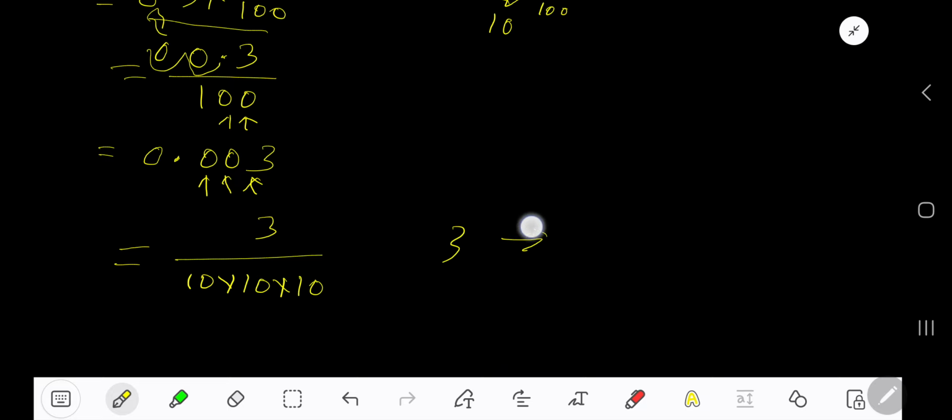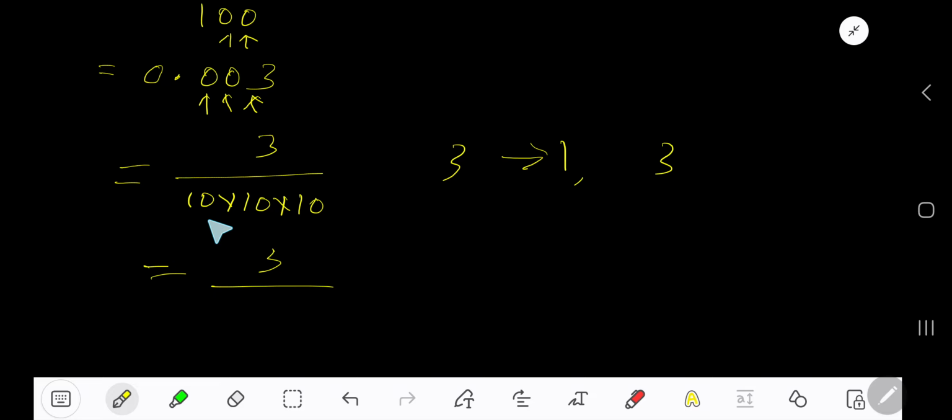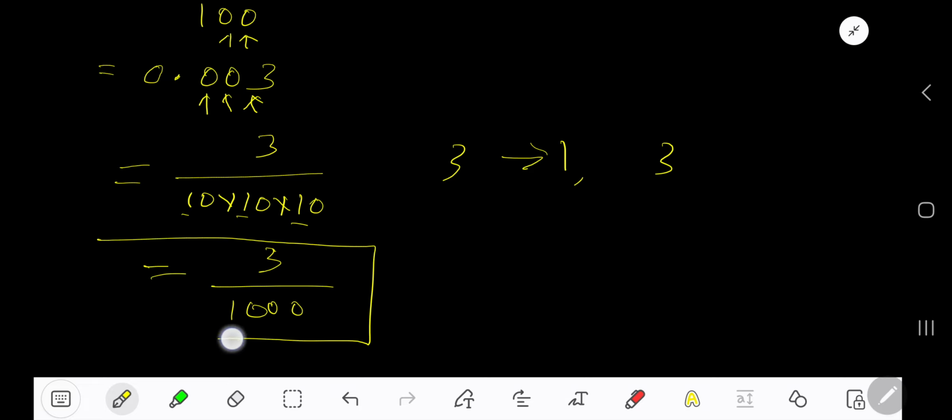This 3 is a prime number because it has only two factors, 1 and 3. The greatest common divisor between 3 and 1000 is just 1. So if you divide this 3 by 1 and 1000 by 1, you will get the same result. So this is the simplest form.